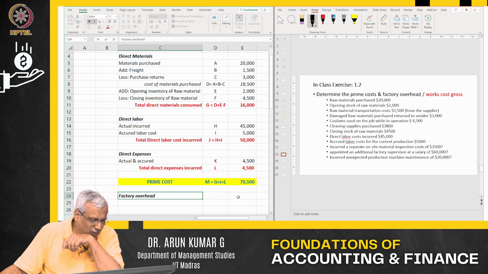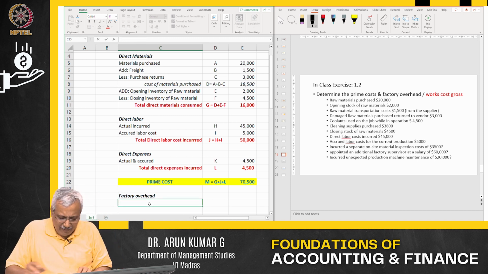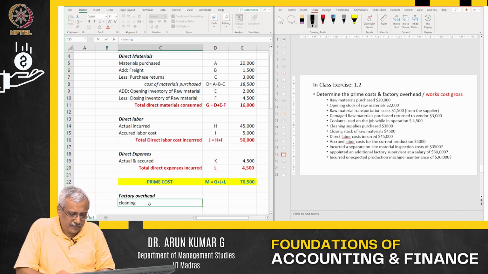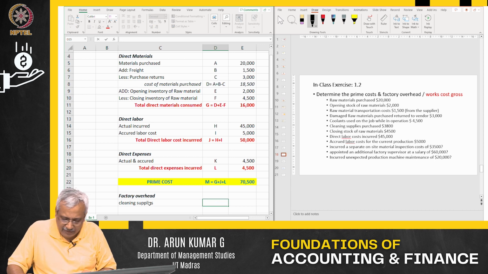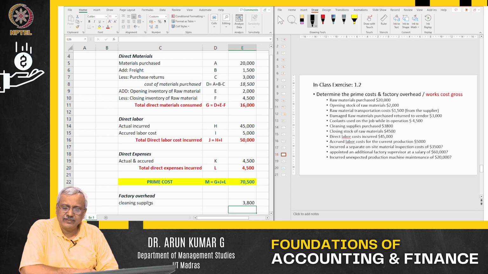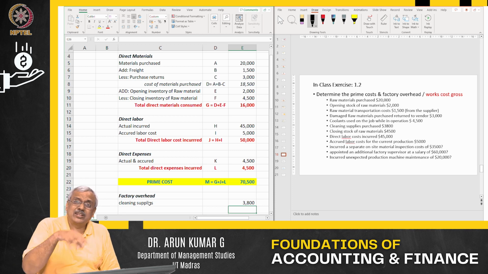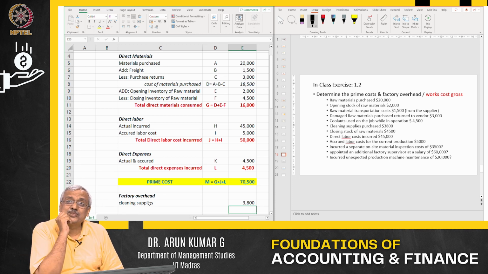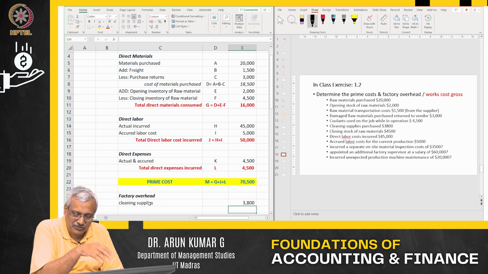Now, let us look at what is this factory overhead. Now, I will say cleaning supplies. What is the cleaning supplies? 3,800 is the cleaning supplies that I incurred out there. That is a part of the factory overhead, assuming that it is incurred for the factory. Now, if somebody says cleaning supplies are incurred for cleaning the office, then it will not be part of the factory overhead. Here it is assumed that it is for cleaning the factory shop floor, so I am taking it.